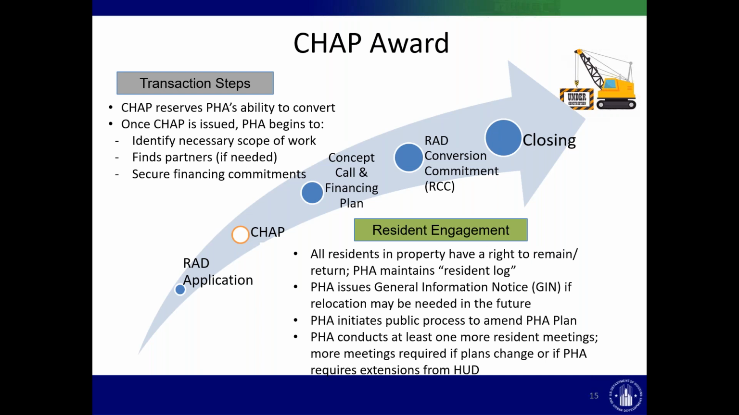The PHA issues a general information notice. This is a URA notice, a Uniform Relocation Act required notice, which provides general information on relocation benefits in the event the resident may need to be relocated. Residents should not view the GIN as a need to move at that point. It does not do that. If a resident will need to move temporarily to facilitate construction or rehab, they'll get more detailed information later on in the process.